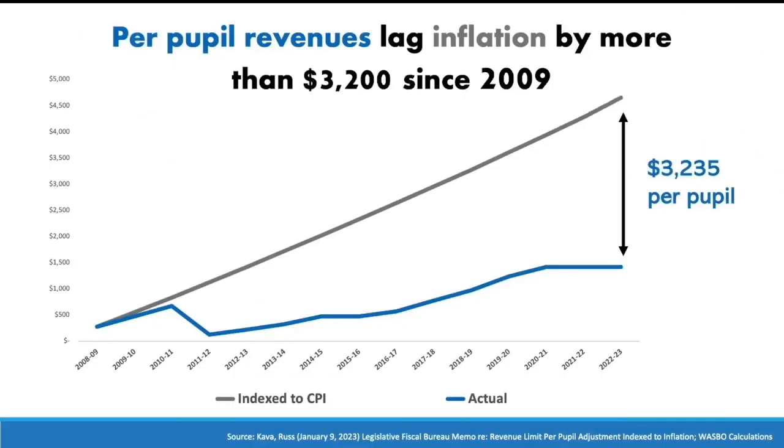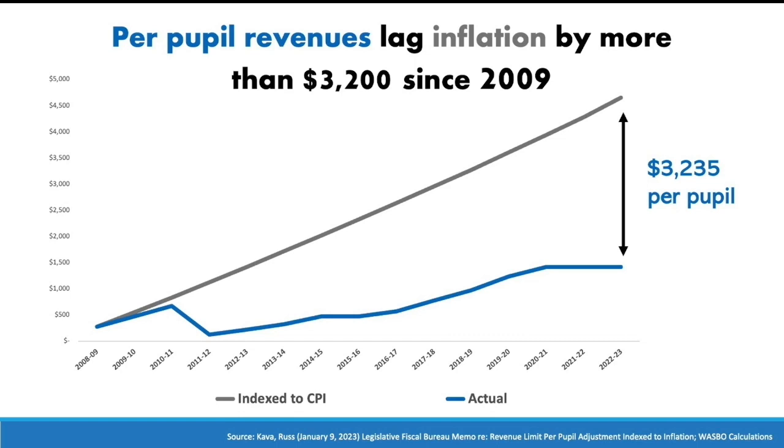Another key impact of revenue limits has to do with inflation. When the limits were first adopted in the early 90s, they increased every year at the rate of inflation. But that stopped in 2009-10 when the legislature removed those automatic adjustments during the Great Recession. But inflationary indexing was never put back in place, even if you take into account a new per pupil aid on top of revenue limits that started in 2012-13.